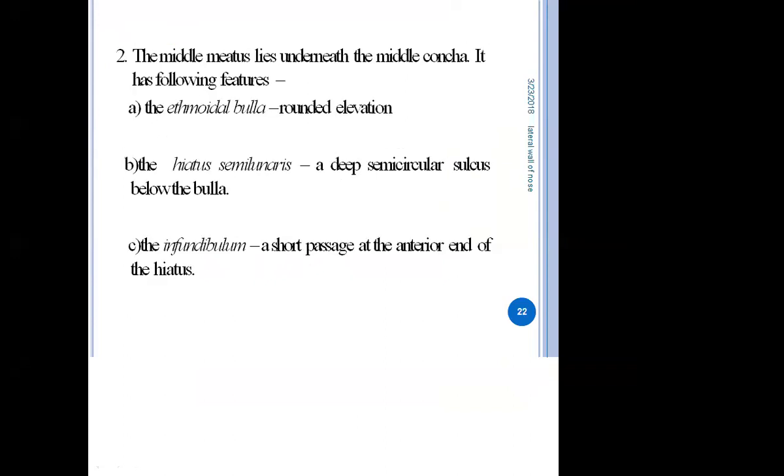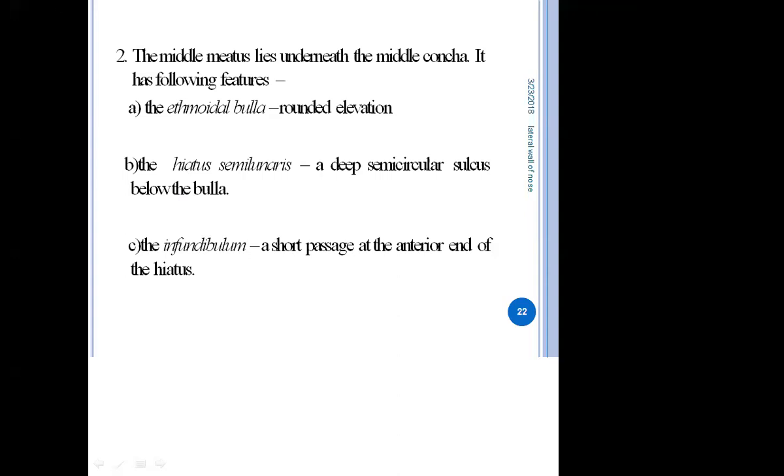Next, coming to the middle meatus. The middle meatus lies underneath the middle concha. So the features of the middle meatus.